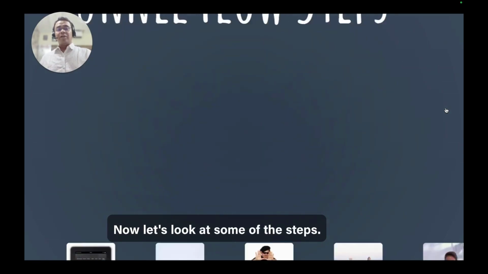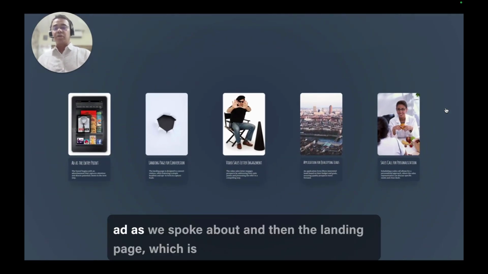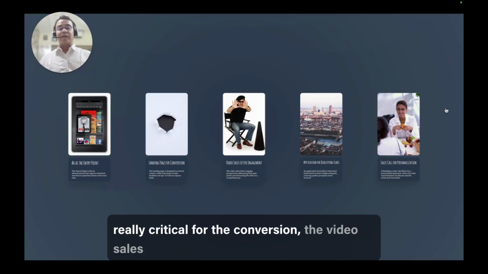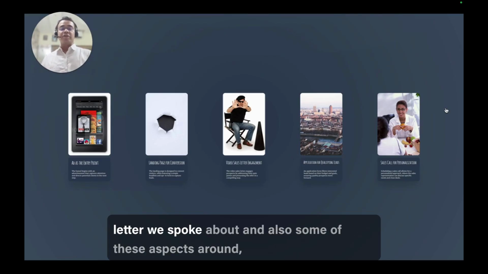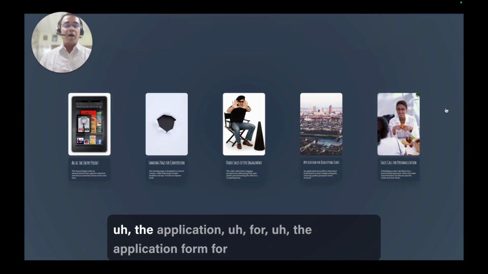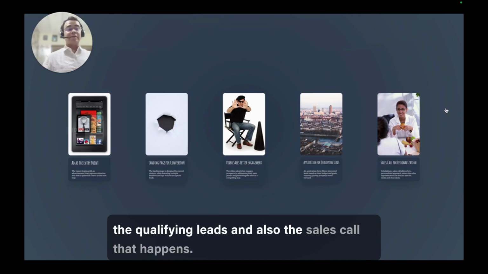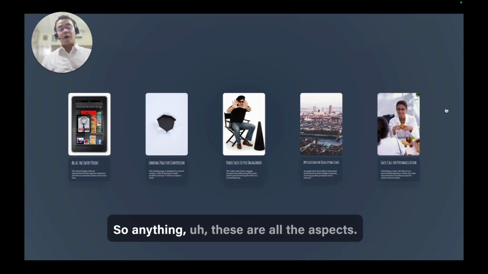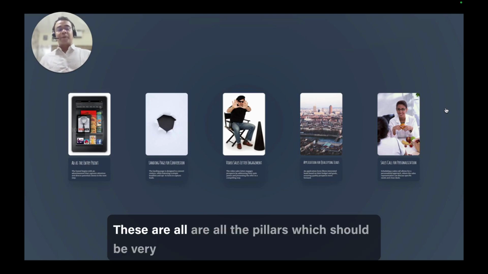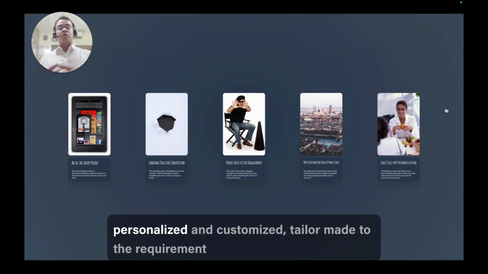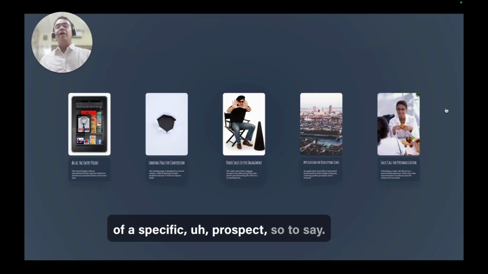Now, let's look at some of these steps. Of course, the ad, as we spoke about, and then the landing page, which is really critical for the conversion, the video sales letter we spoke about, and also the application form for qualifying leads, and also the sales call that happens. These are all the pillars which should be very personalized and customized, tailor-made to the requirement of a specific prospect, so to say.